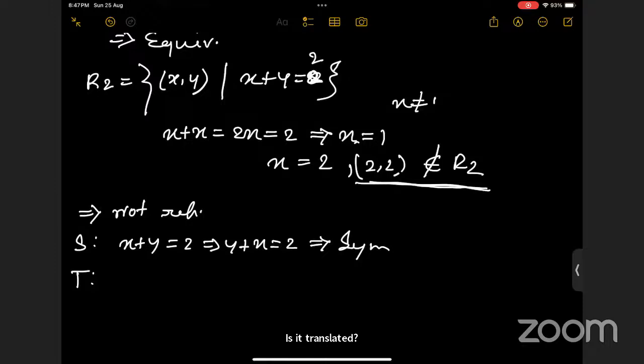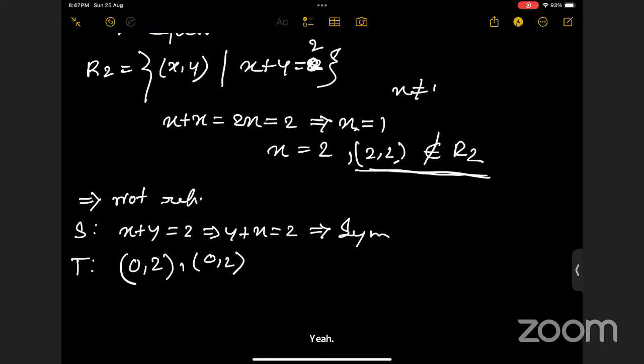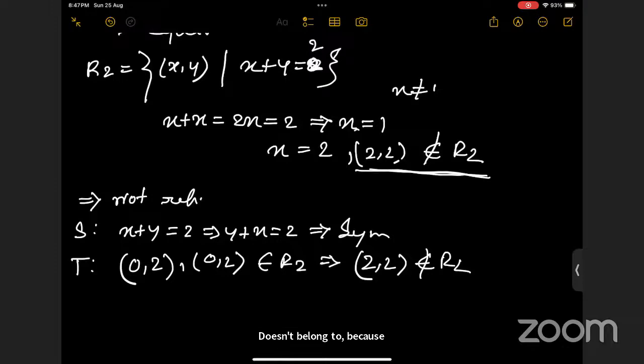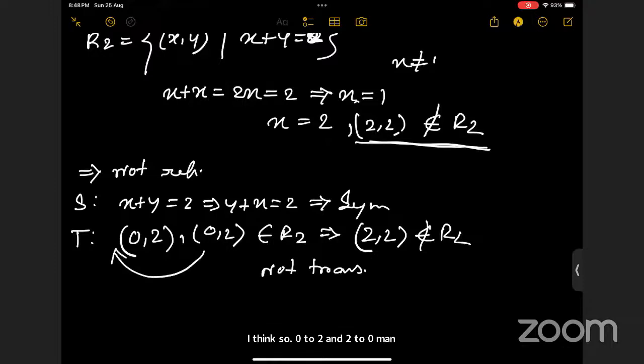No, ma'am. I think because there is an example like (2, 0) and (0, 2), and when we combine it, it's (2, 2), and it will not exist, I think. Not transitive. Very good. So it will imply (2, 2) doesn't belong to R2 because 2 plus 2 is equal to 4, right? Ma'am, I think you haven't written it right: (0, 2) and (2, 0), and then (2, 0).